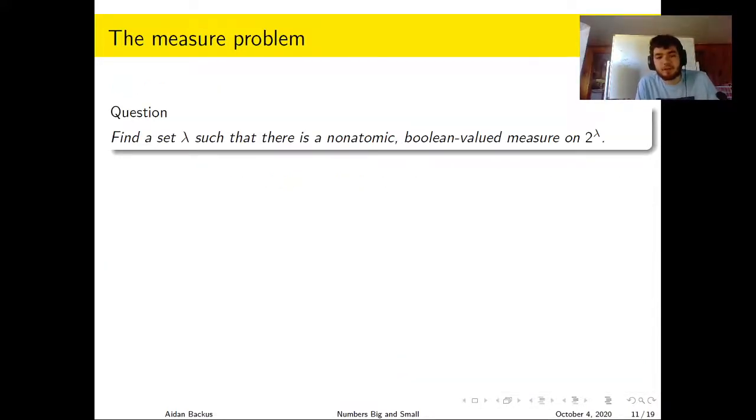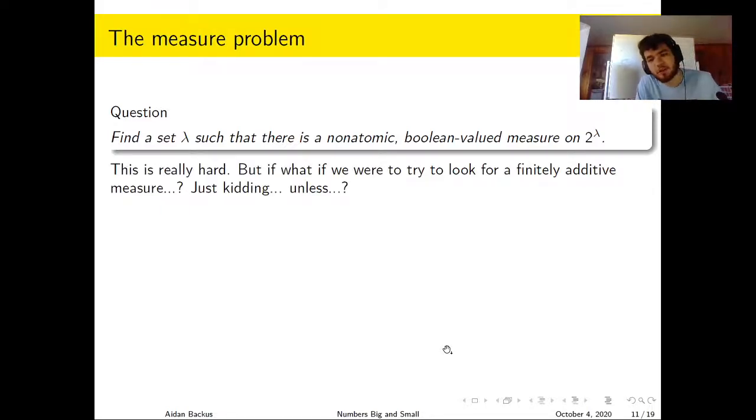So an interesting thing would be to say, let's find a set lambda such that every subset of lambda can be measured in a way which is non-atomic and Boolean valued. So finite subsets of lambda will have measure 0, and every set is either going to have measure 0 or measure 1. In particular, the complement of a finite set should have measure 1. This is very weird, again.